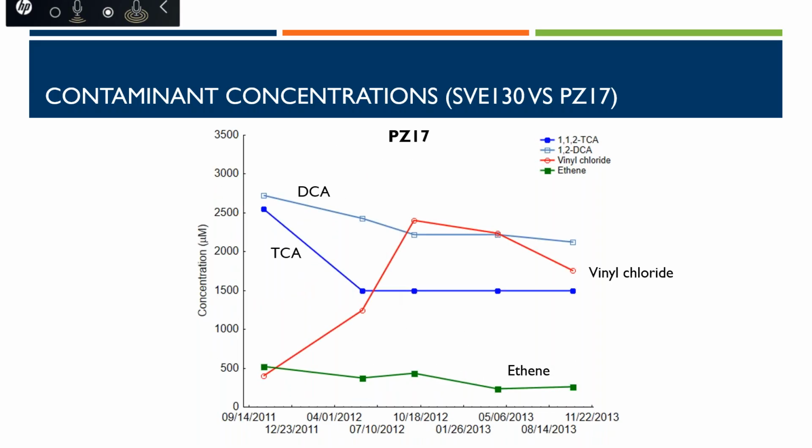So here I've shown contaminant concentrations at PZ17 on the edge of this apparently inhibited zone. Maybe there was an initial decrease in TCA and DCA concentrations. The vinyl chloride concentrations did increase, but concentrations of the parent compounds overall did not continue to appreciably decrease. The ethene production here was just a flat line.